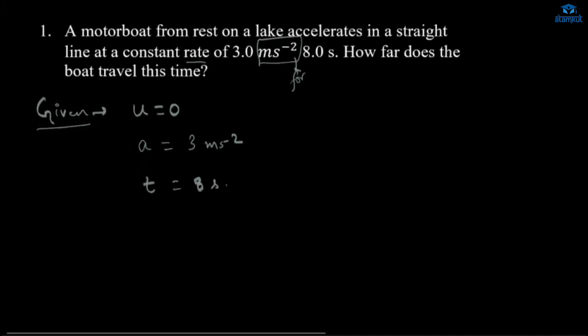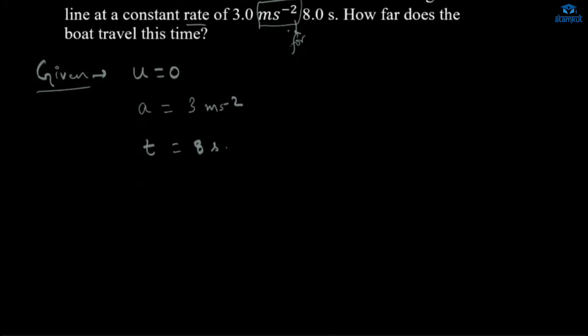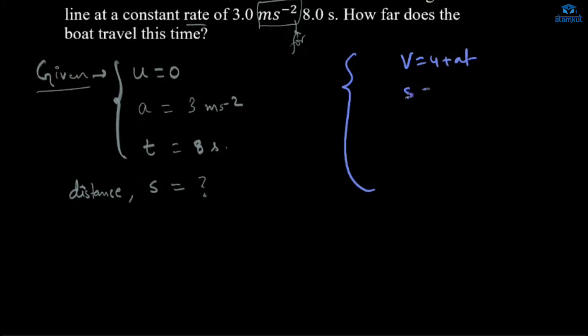How far does the boat travel in this time? So we have to figure out the value of s, the distance. We are given these three values. We know three equations of motion. What are these? v is equal to u plus at. The second is s is equal to ut plus half at square. And the third one is v square minus u square is equal to 2as.